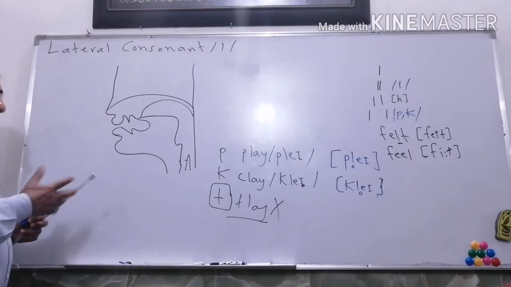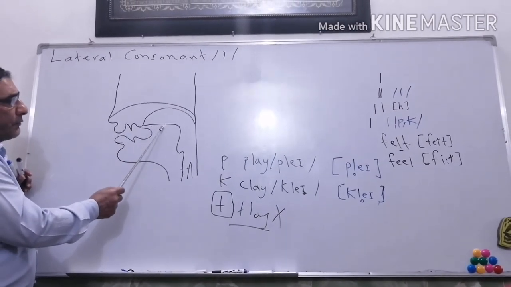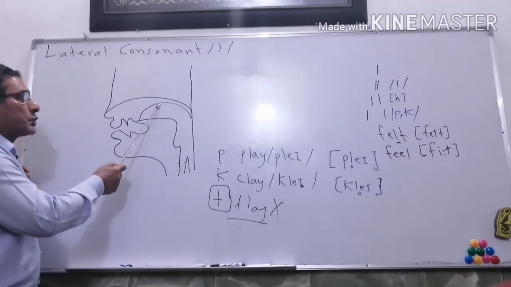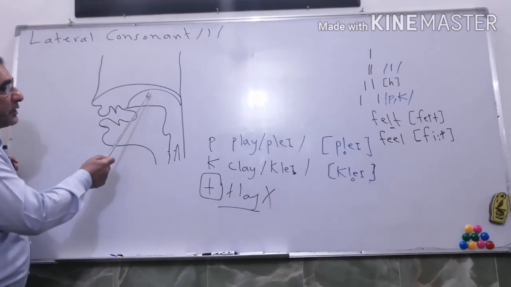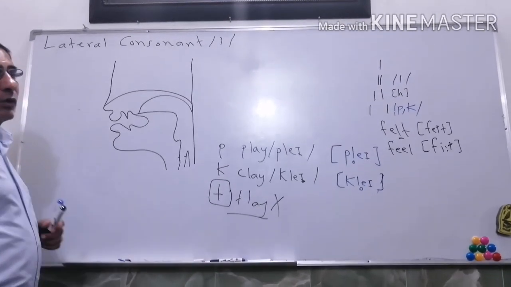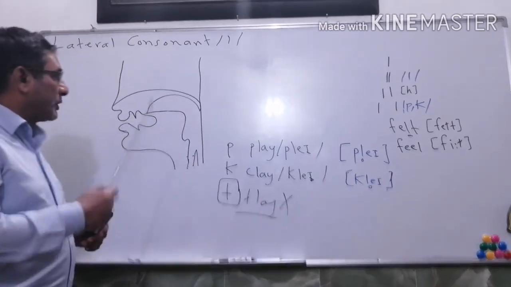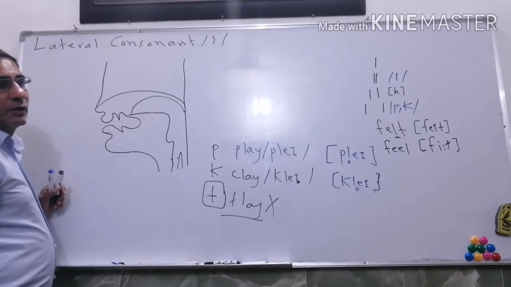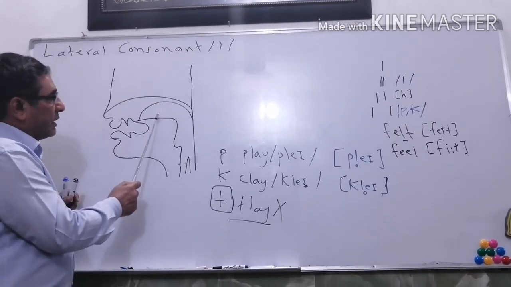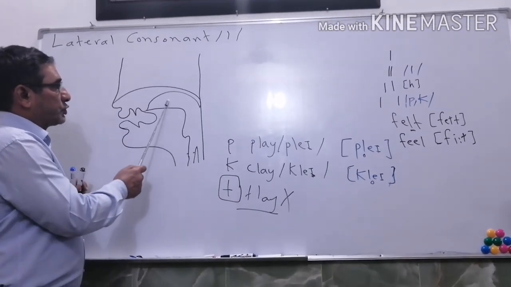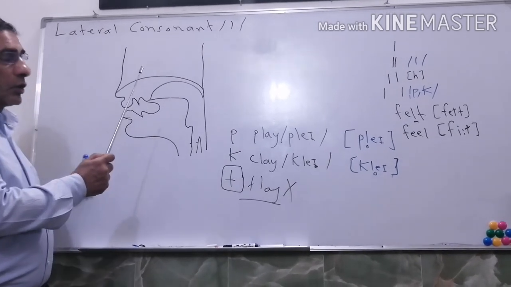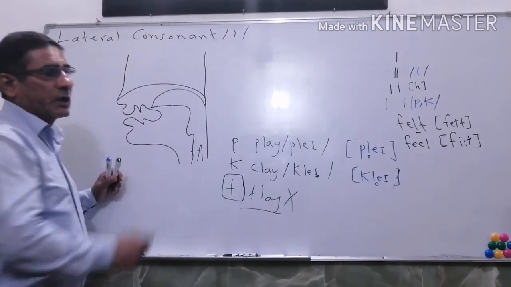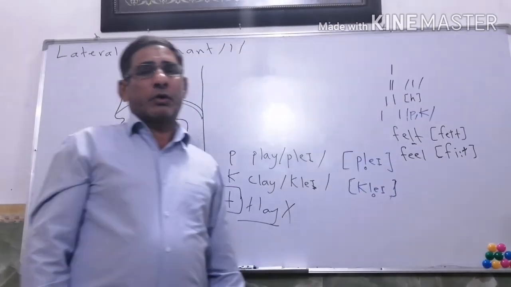What happens in the mouth, in the oral cavity, is this. If you go to the diagram, this is the front of the tongue. When producing light L or clear L, the front of the tongue is raised towards the hard palate. The front is opposite the hard palate. But when we pronounce the dark L, what happens inside the mouth is this: the back of the tongue is raised towards the soft palate. Now go to your book to read the words.